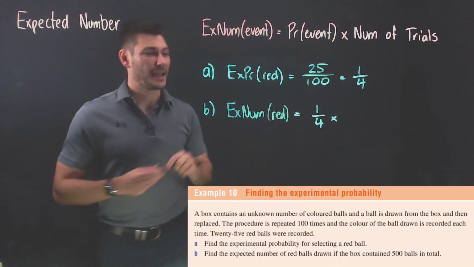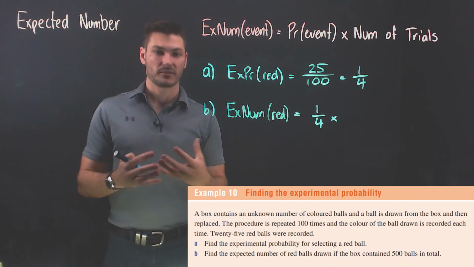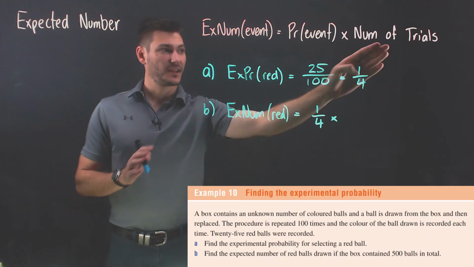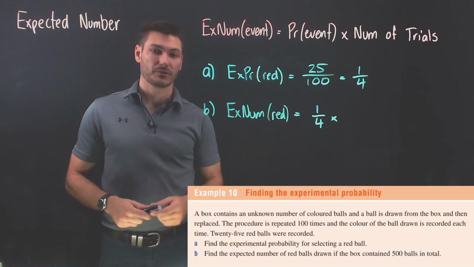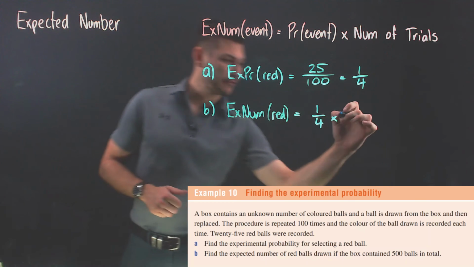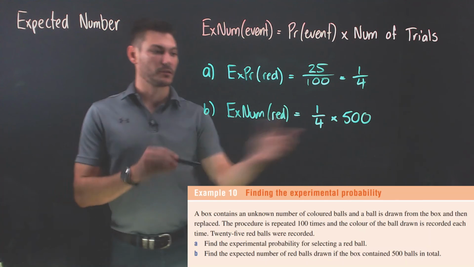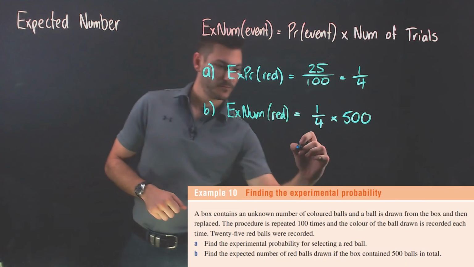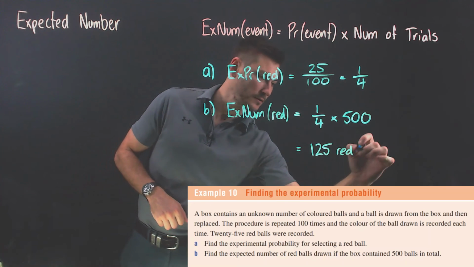Now here's the thing. Initially, to get this experimental probability, we did it 100 times. However, for this case, the number of trials, in this question, it's asking us what if there are 500 balls? And that's what I'm going to put in here, the 500. So if we repeated it 500 times using the probability of 1/4, we should get 125 red balls.